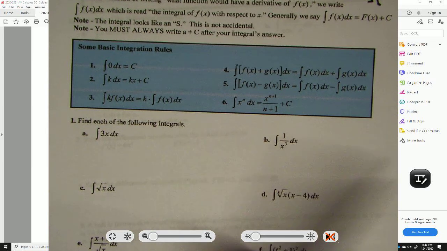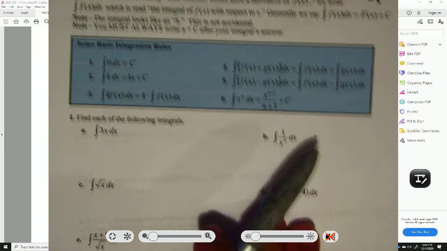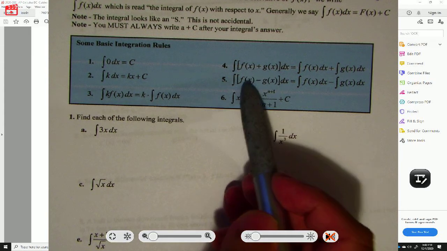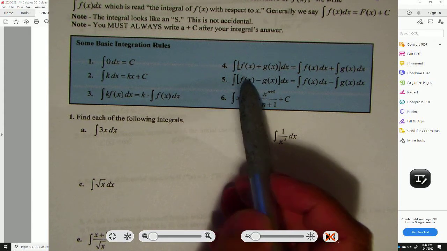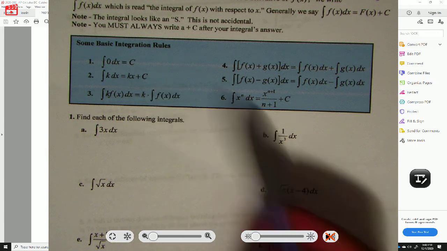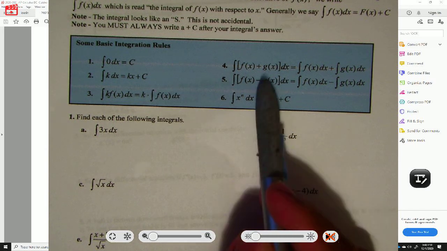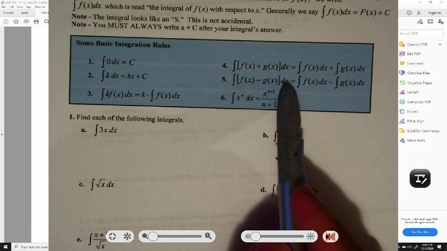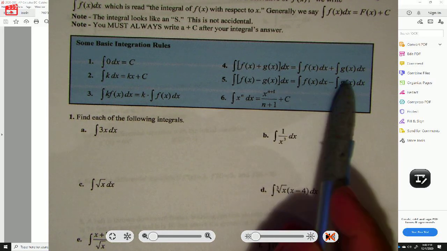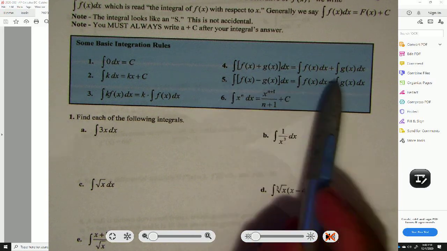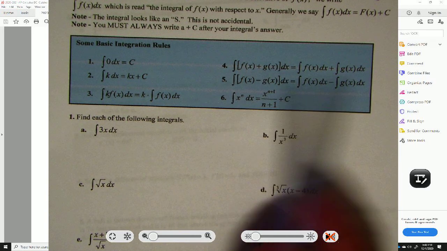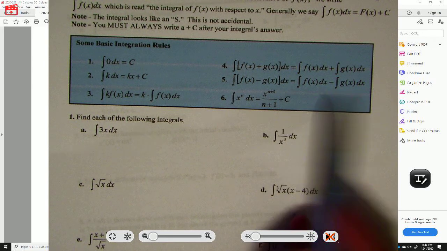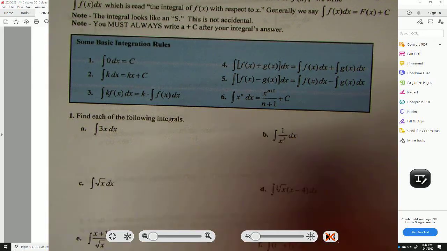None of these are earth-shatteringly important or surprising. Rules 3, 4, and 5 should not be surprising, and 1, 2, and 6 are basic rules. Number 4: the integral of the sum of two functions is the same as the integral of the functions separately. If you have the integral of the difference of two functions, just do the integral separately. Sometimes we do that, and sometimes we don't.